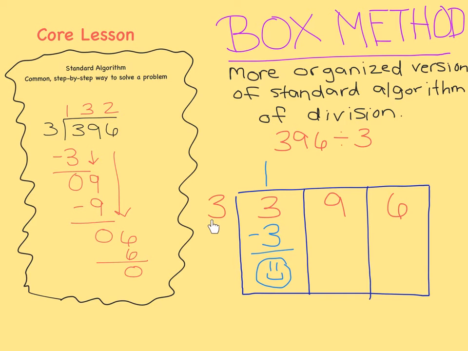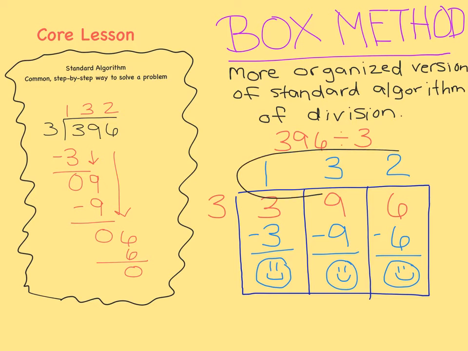Now, how many groups of 3 go into 9? 3 groups go into 9. 3 times 3 equals 9. When I subtract, I get a 0 again. Hey, we can move on. Let's go to our last column. How many groups of 3 go into 6? 2 groups. 2 times 3 equals 6. And when we subtract, I get another happy 0, so I'm done. The answer to my division problem is on top of the box. Notice I still got 132 as my answer.